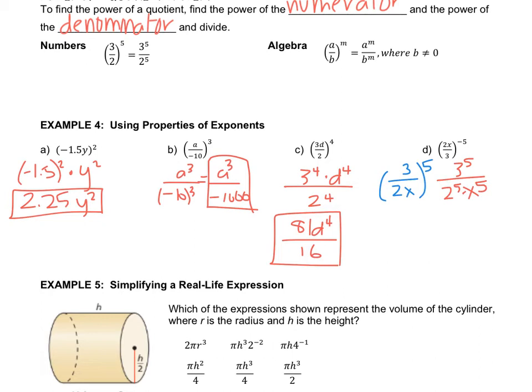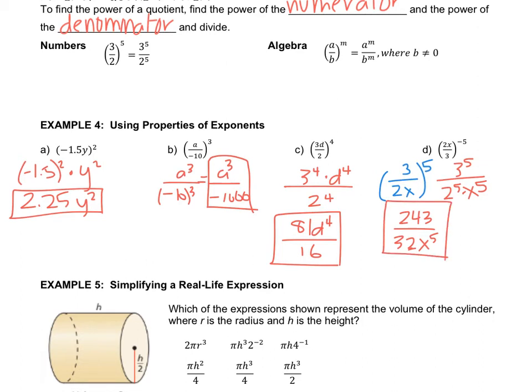And 3 to the fifth, I'm not sure what that is off the top of my head. That pause is me getting my calculator. It's 243. 2 to the fifth is 32. X to the fifth, and 243 over 32. I've already checked. It doesn't reduce.